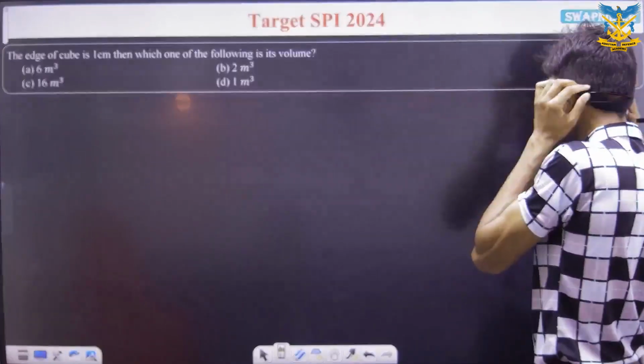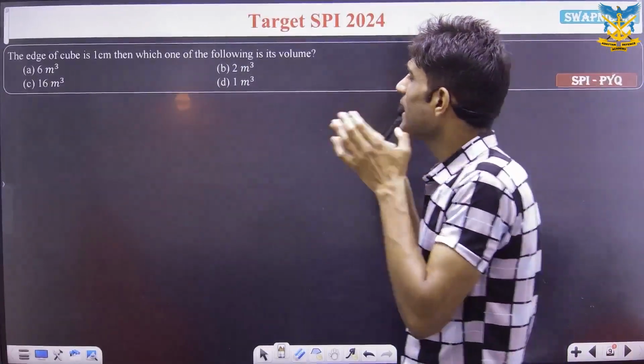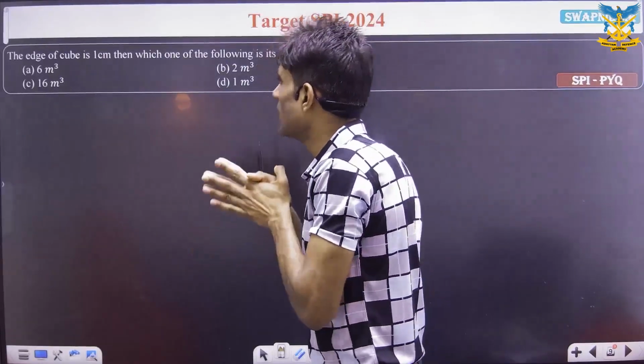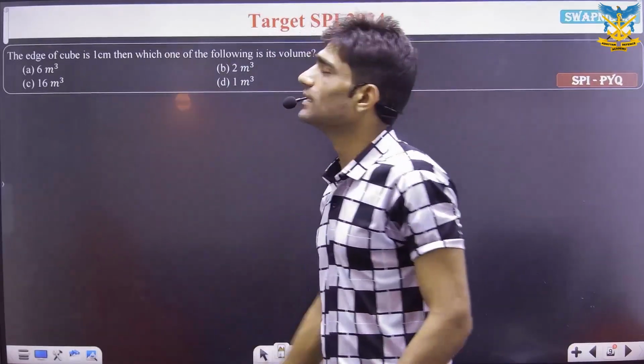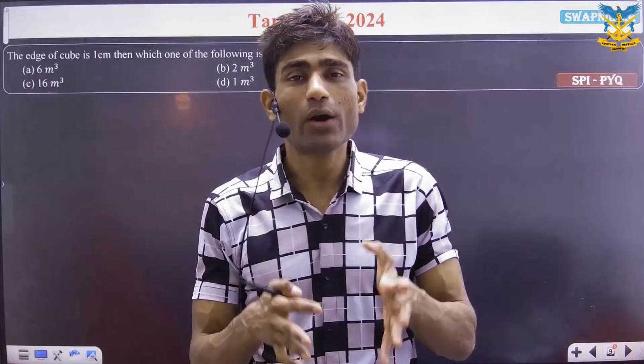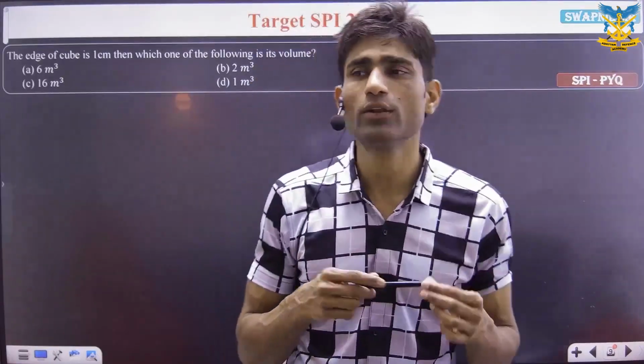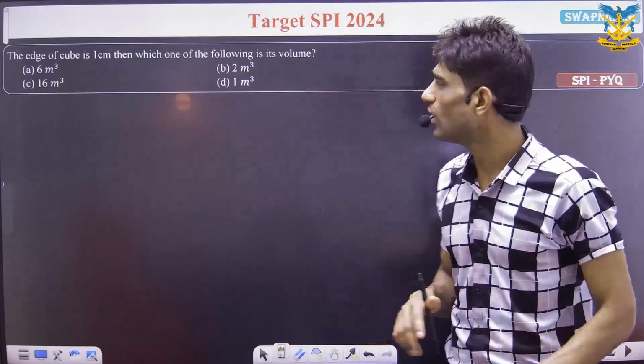In our next question, we are given that the edge of a cube is 1 centimeter. Then which one of the following is its volume? Now see that we have to deal with the concept of volume. Let me first plot a cube here.